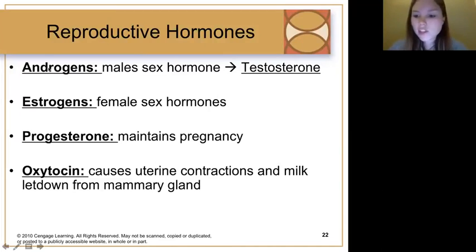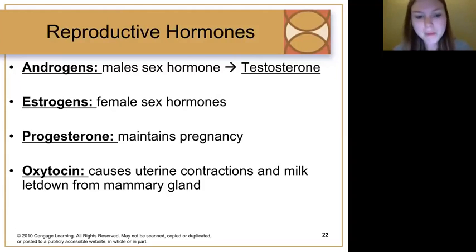So androgens is the term for male sex hormones. And the major male sex hormone that comes to mind is testosterone. And then estrogens are the female sex hormones. So again, estrogen and estradiol, probably terms you've heard before. And then progesterone is the hormone that's responsible for maintaining a pregnancy. So that's a really, really important hormone to know, because without progesterone, you may have early termination of a fetus. And then oxytocin causes the uterine contractions to start, and it also signals milk letdown from the mammary gland.